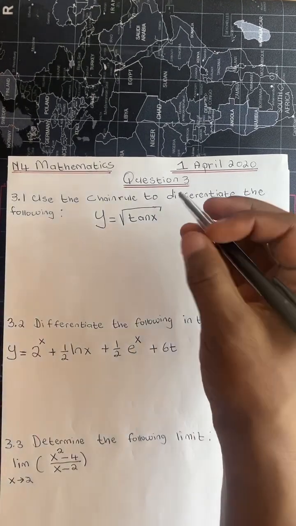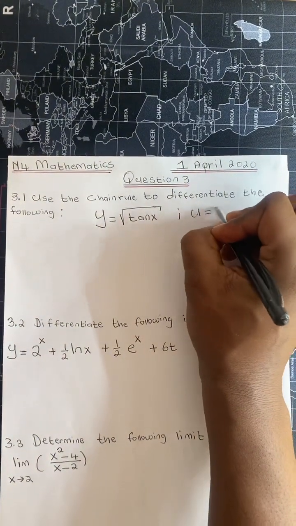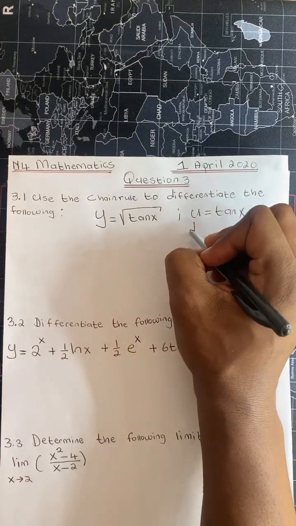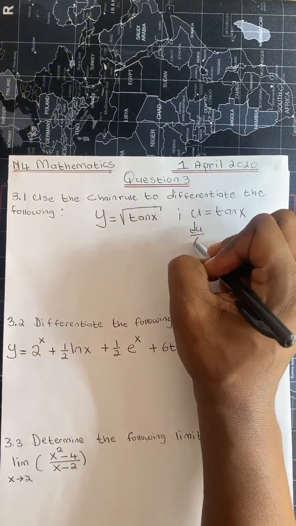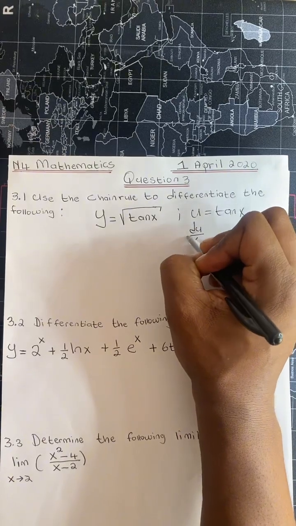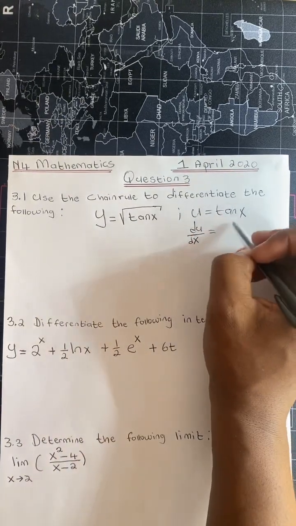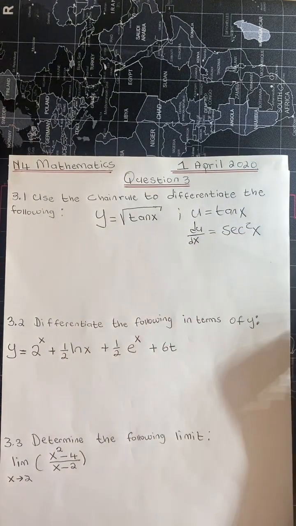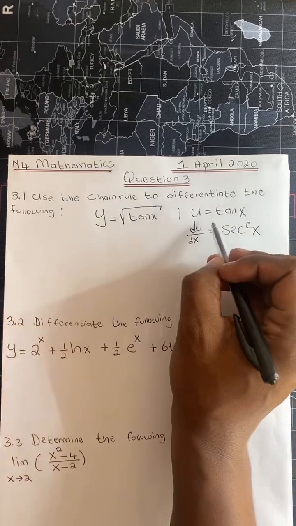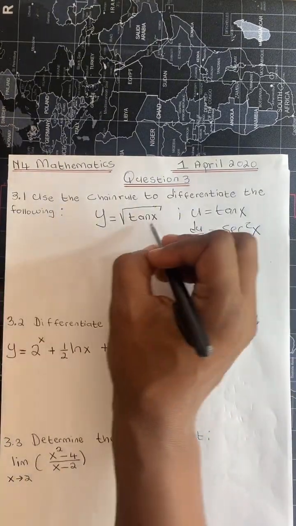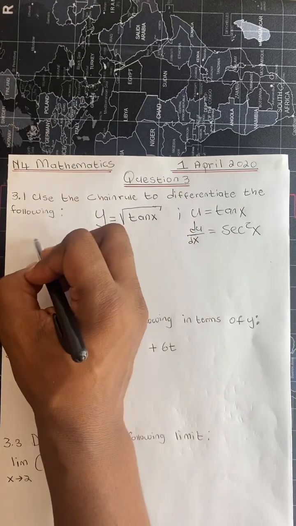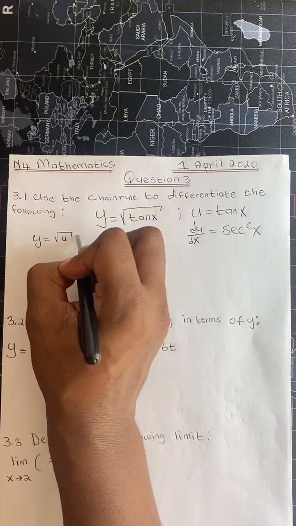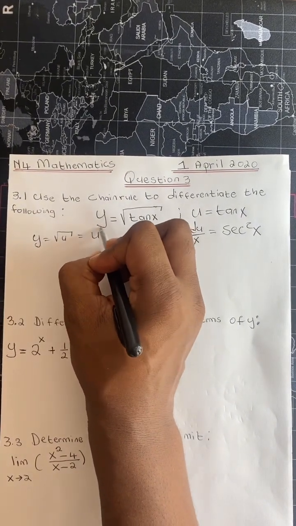So we have to let u equal tan x, and we differentiate u with respect to x. So du over dx will be, the derivative of tan x is equal to sec squared x, also available on the formula sheet. And since u is equal to tan x, where there is tan x, we will substitute u. So we'll have y is equal to the square root of u, which we can write as u to the power 1 over 2.